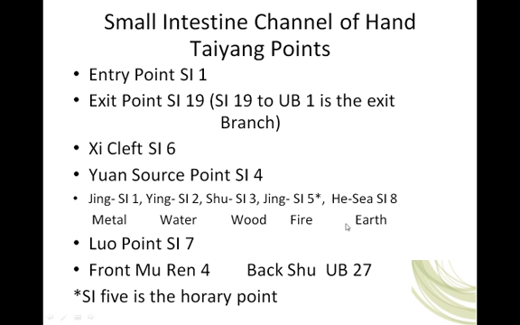Jing River, small intestine 5, associated with fire. Ying Spring, small intestine 2, associated with water. Shu Stream is small intestine 3, associated with wood. Jing Well, small intestine 1, associated with metal. He, small intestine 8, is our earth point on the fire channel of hand Taiyang. Luo point is small intestine 7. The front mu is Ren 4, conception vessel 4. The back shu, urinary bladder 27.